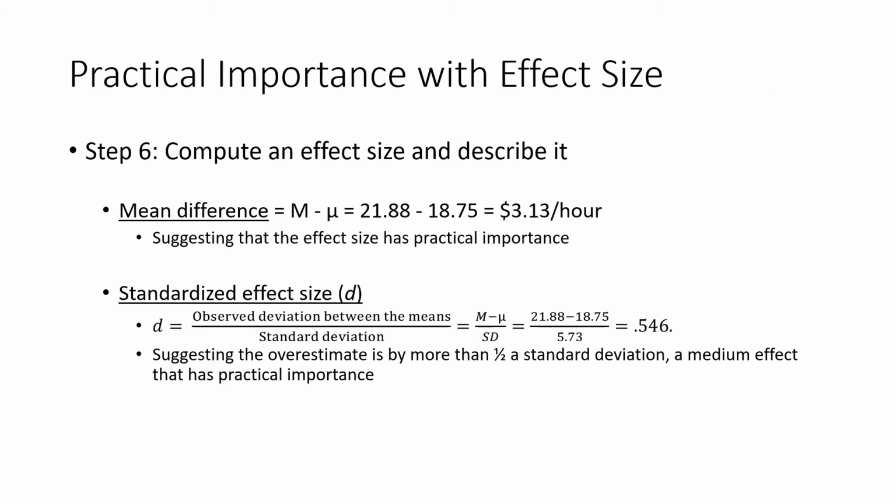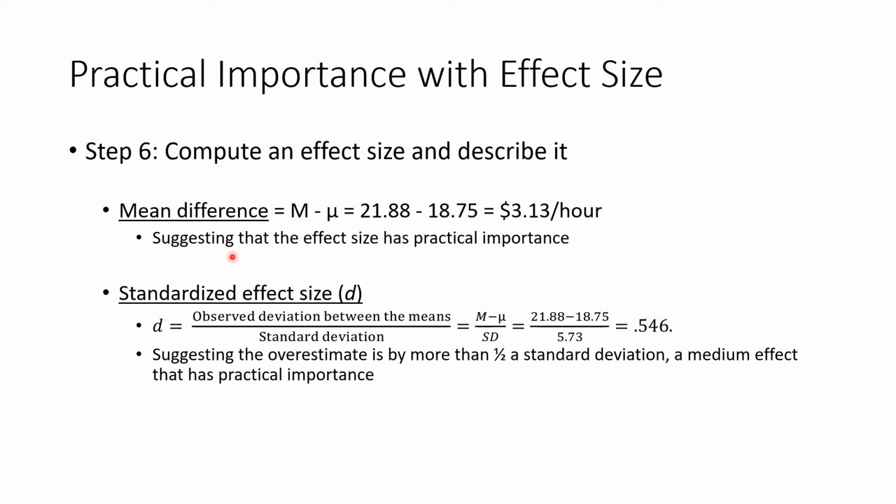Now we're going to move on to the next pillar of practical importance with effect size. You have 2 choices when it comes to computing effect size in this case. You can use the mean difference, or you can use something known as a standardized effect size, or Cohen's d. Let's talk about the mean difference. So in this case, it's simply the sample mean estimated wage, that difference from the population mean. And that difference is $3.13 per hour.